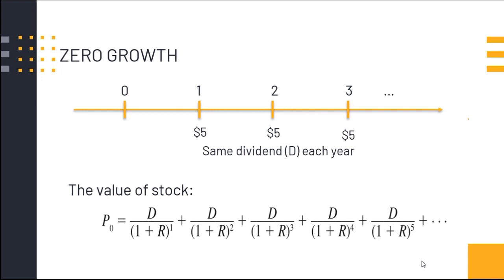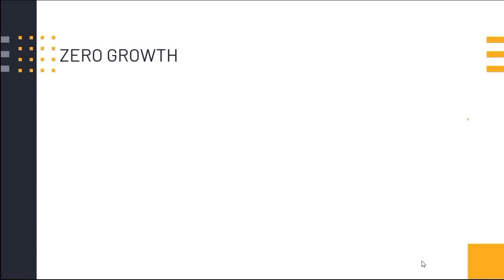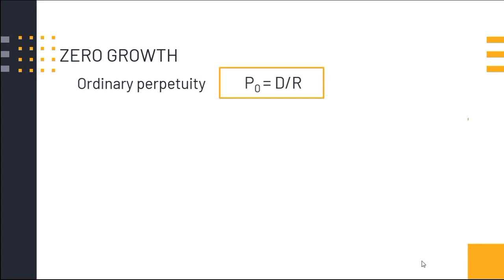of future dividends. And when dividends appear to be perpetual or infinite, the stock can be viewed as an ordinary perpetuity. So cash flow equal to D or dividend every period divided by the rate of return.